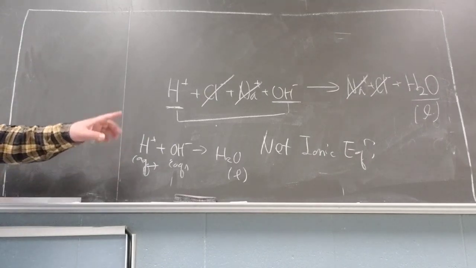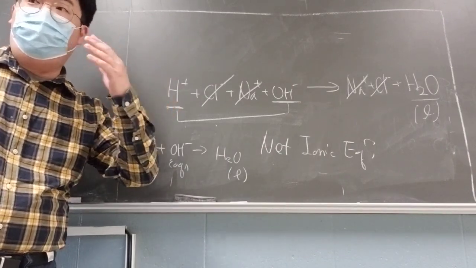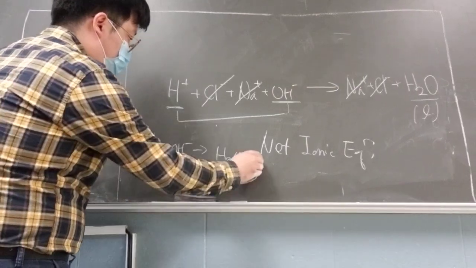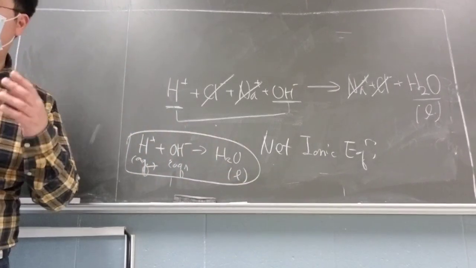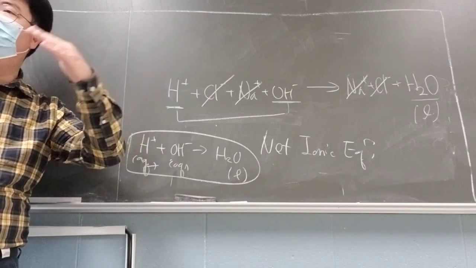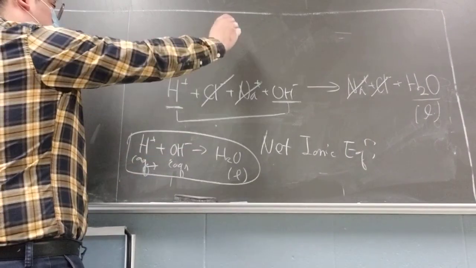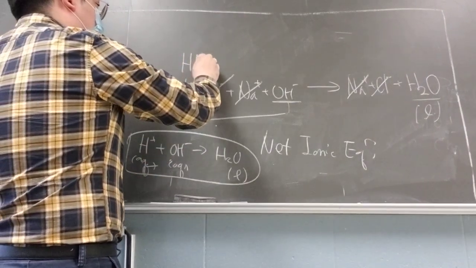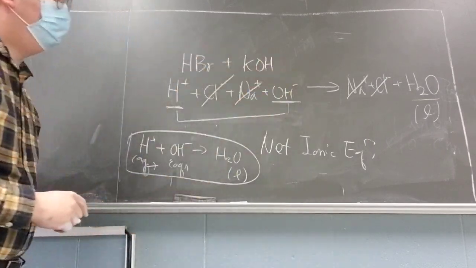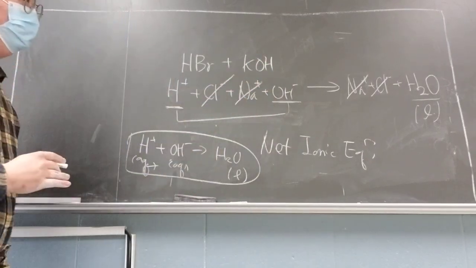But here's the thing. If you look at acid and base reactions, it is always going to be the same. The net ionic equation is just this one, because it's all about how many protons come in, how many hydroxide anions come in, and how many waters they make. So anytime, even though I say this one, maybe this one. Let's do hydrobromic acid here and potassium hydroxide.